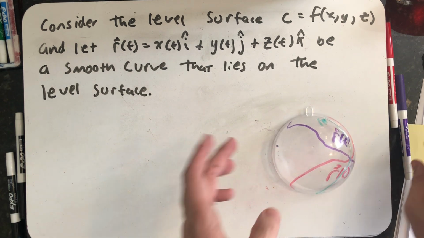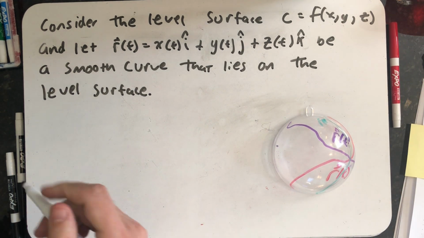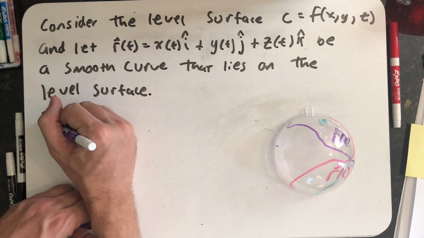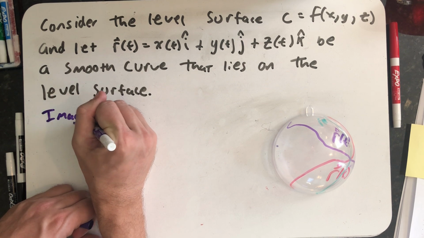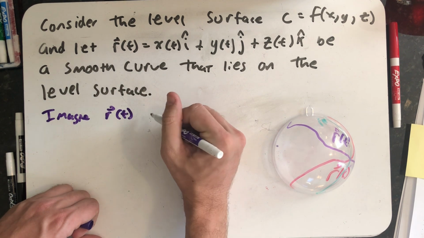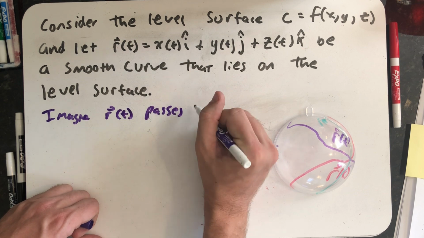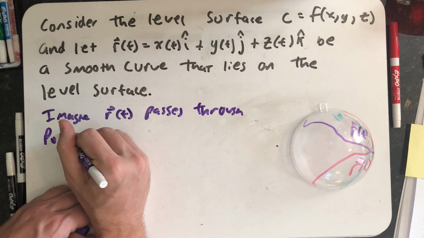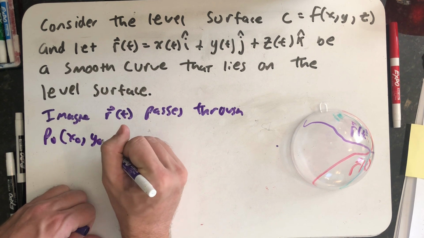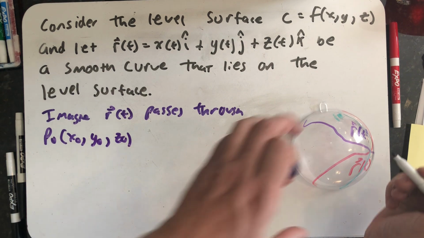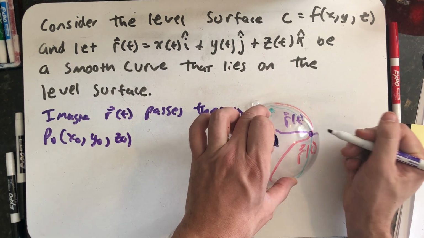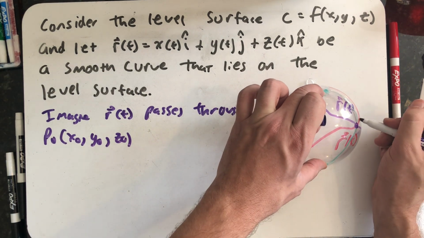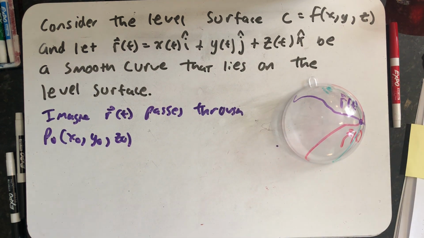Okay, so let's imagine curves that go through a specific point. So imagine our r of t passes through p naught, which will just be x naught, y naught, z naught. So that's that point I put on all 3 curves because I knew I was going to want that eventually. So p naught, that point right there. And that's the point I'm going to want to end up finding a tangent plane to my surface at.